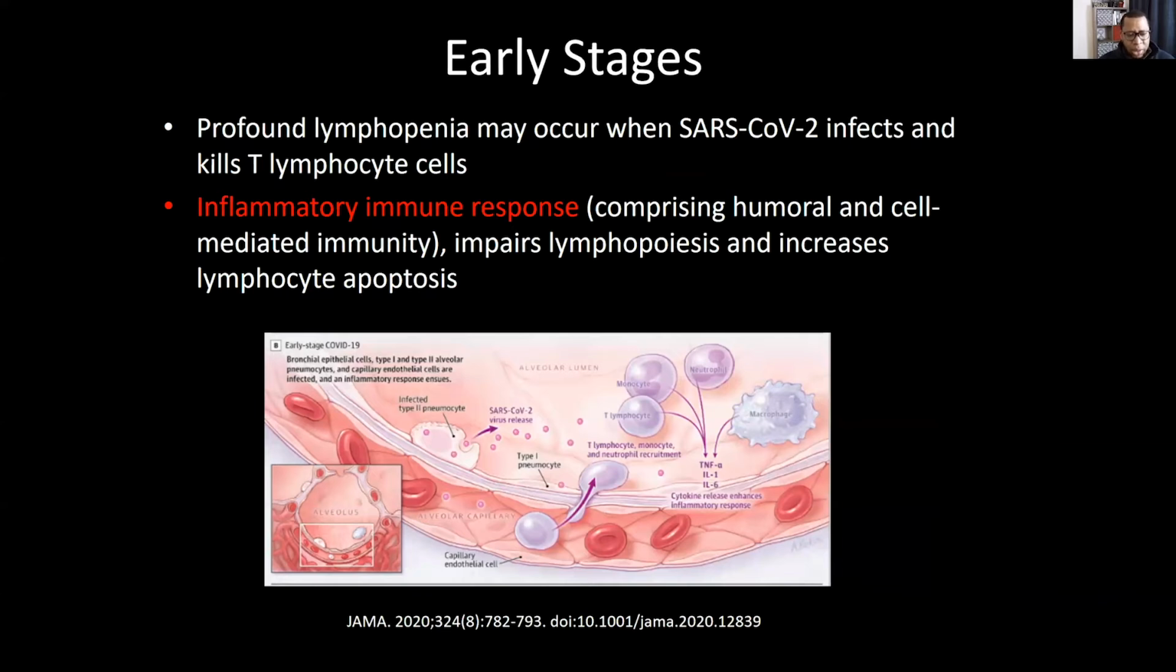So what do we see early on in this disease? We can see profound lymphopenia, which occurs when SARS-CoV-2 infects and kills T lymphocyte cells. And then we get an inflammatory immune response, right? Which is able to impair lymphopoiesis and increases lymphocyte apoptosis.